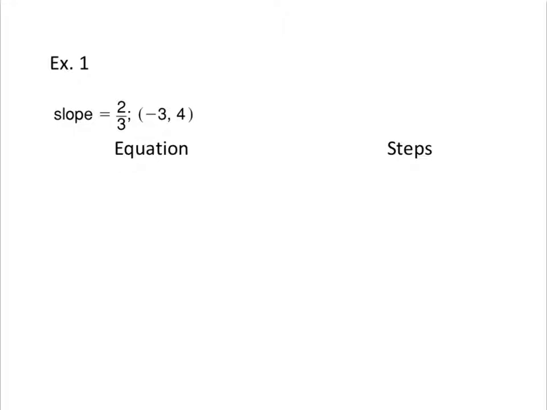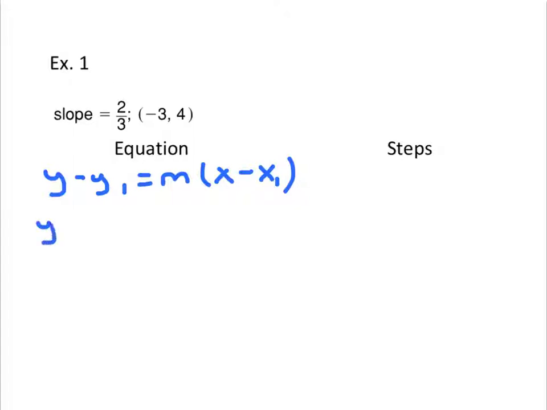the equation. So the first thing I need to do is write down y minus y1 equals m times x minus x1. That is going to be given to you on a formula chart, but there's no reason why you cannot memorize that. That's a very easy equation to memorize. So we need to start plugging in these values.